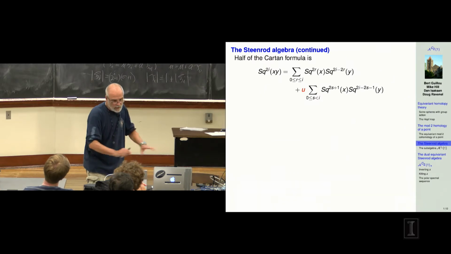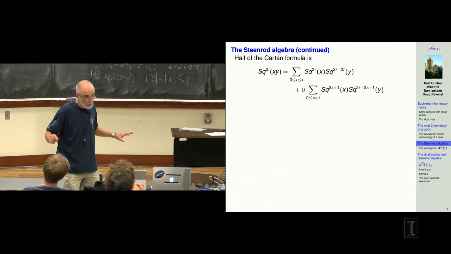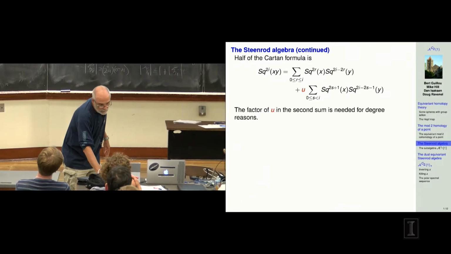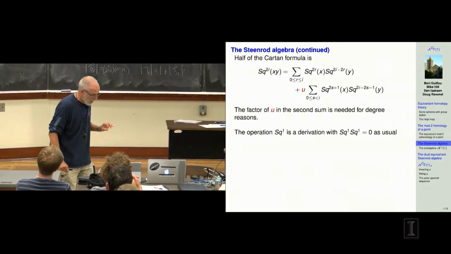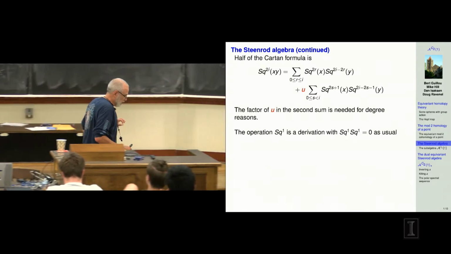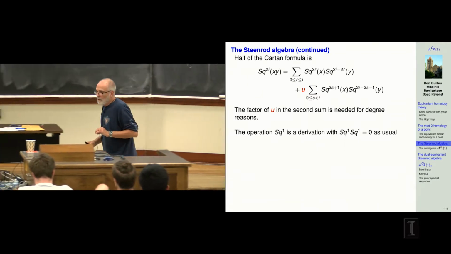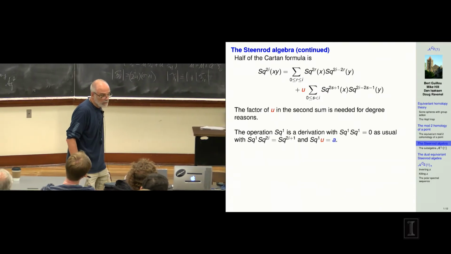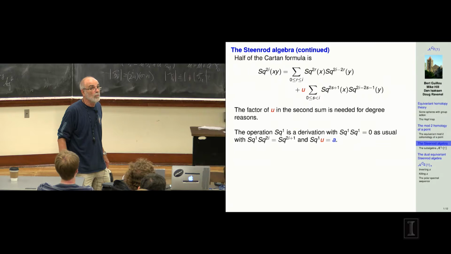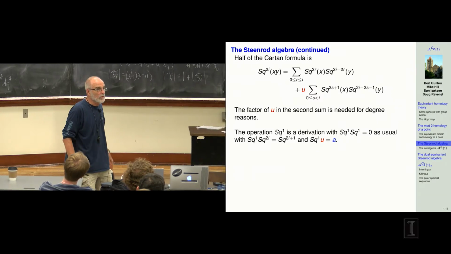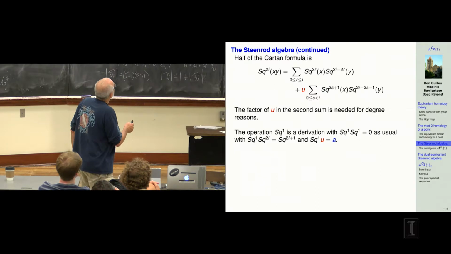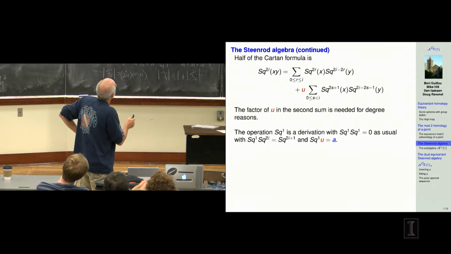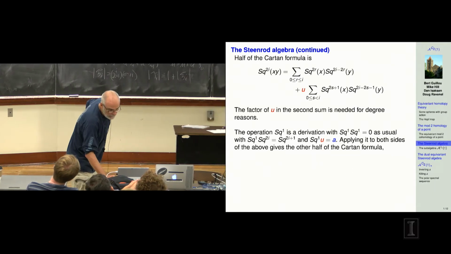Now, I could just write down a similar formula for odd squares, but I'm actually going to derive it. Here's the deal. Square 1 has the properties you would expect. It is a derivation. Its product with itself is 0, and square 1 square 2i is square 2i plus 1. This is exactly what happens with the classical Steenrod algebra. No surprises here. But the surprise is that square 1 of u is a. Now, if you apply square 1 to both sides of this equation, you get this.